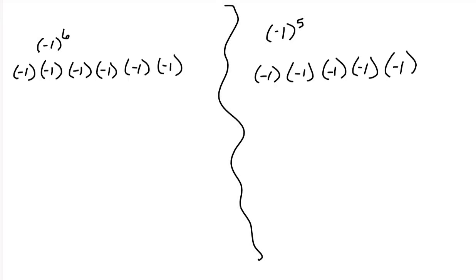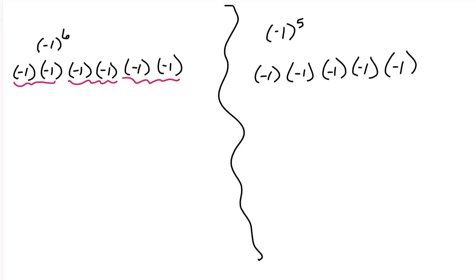Okay, now I want us to look at these two expressions, negative 1 raised to the 6th power and negative 1 raised to the 5th power. So let's first of all write this out based on the meaning of those exponents. Okay, now we're going to multiply these out. And the way that we're going to do this is we're going to pair up these two numbers and these two numbers and these two numbers.